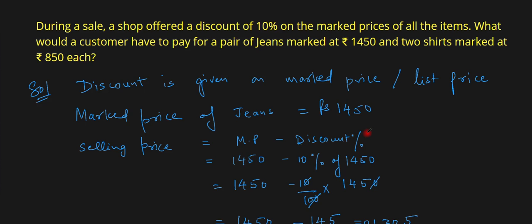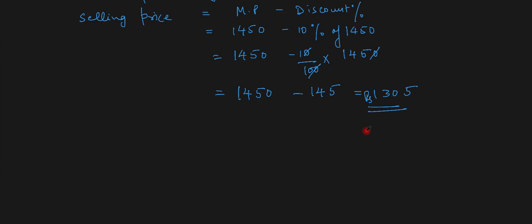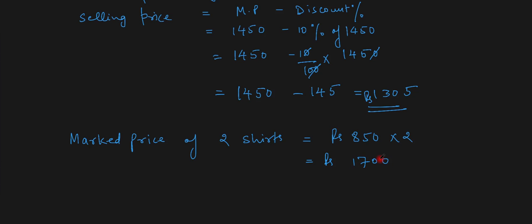And two shirts marked at rupees 850 each. I can write the marked price of two shirts is equal to rupees 850 multiplied by 2. So this comes out to be 1700.